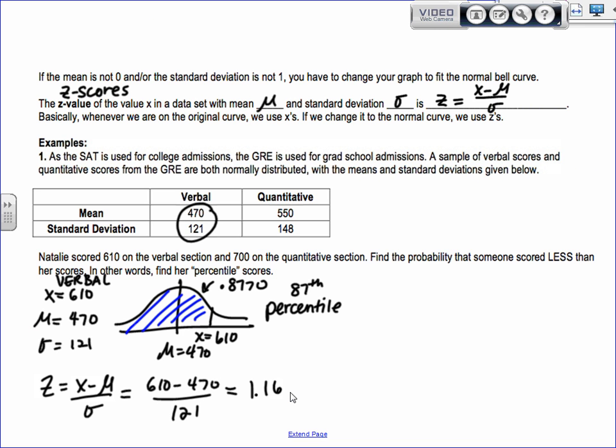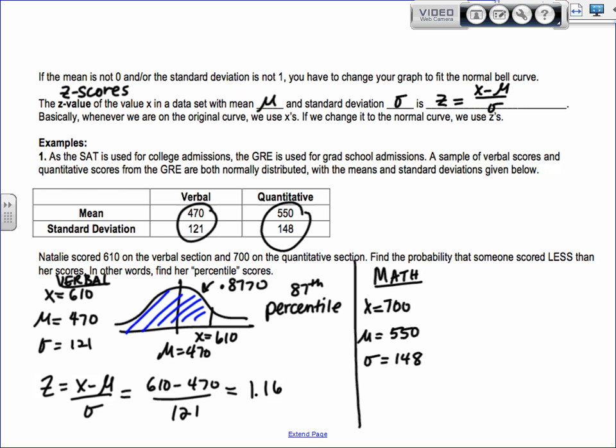All right, don't flip yet. We still have to do this for the math one as well. So let's do the math. Ha ha. All right, so x for math is 700. Mu for math is 550. And sigma is 148. Again, I have some kind of curve, and my mu is 550, and she again scored better than the average at 700.